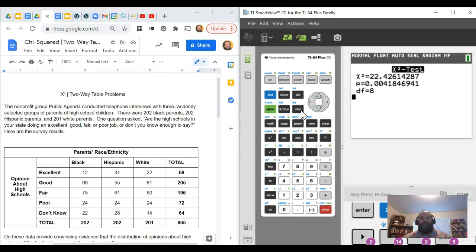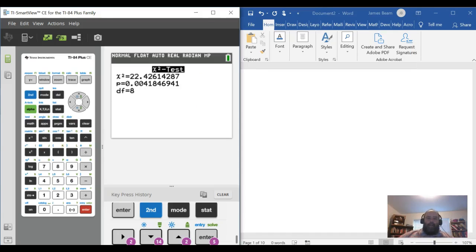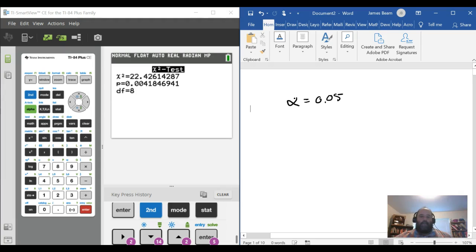0.004. So p here is relatively low. If I make alpha, let's say, 0.05 or even 0.01, my p is less than most alphas. So this tells me that my table does not show independence, so there is some sort of correlation between race and response here.